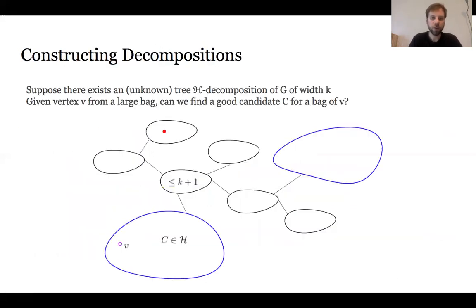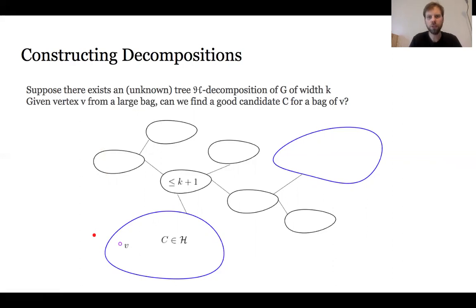So now I will quickly sketch how to compute this approximately optimal decompositions. So suppose we are given a graph of small H3 width, so it admits some unknown 3H decomposition. And suppose we are given a vertex and promised that this vertex belongs to some special large bag.